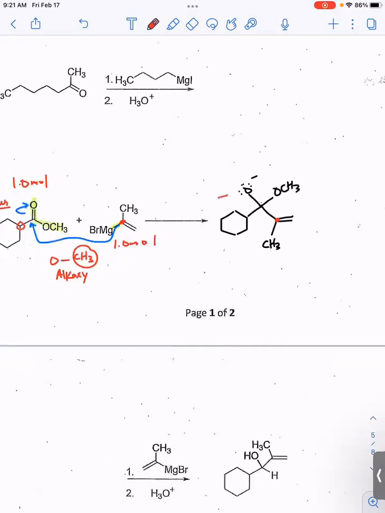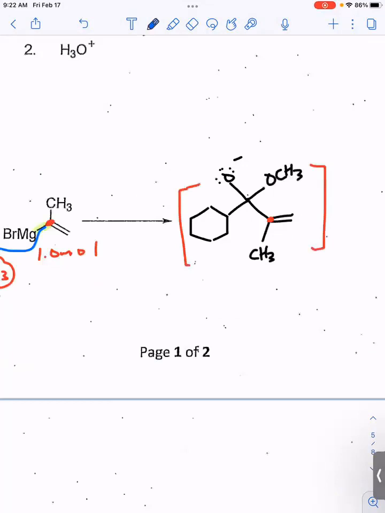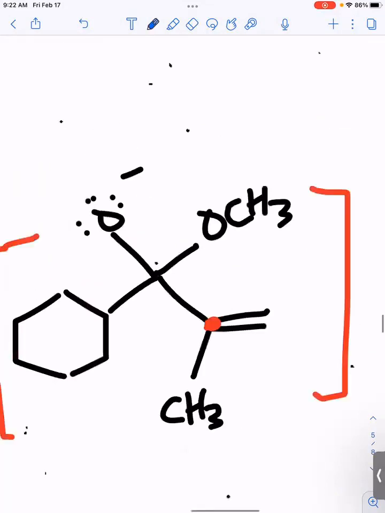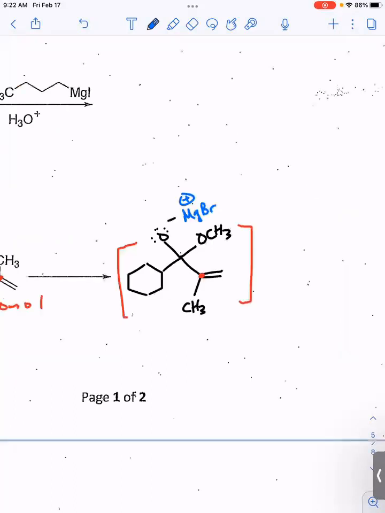What's this intermediate called again? Is it the tetrahedral? It's a tetrahedral intermediate. Good. And again, I can't stress it enough. It's common. No matter what nucleophile you add to a carbonyl, you're going to get a tetrahedral intermediate. It doesn't matter what the nucleophile is that you add.